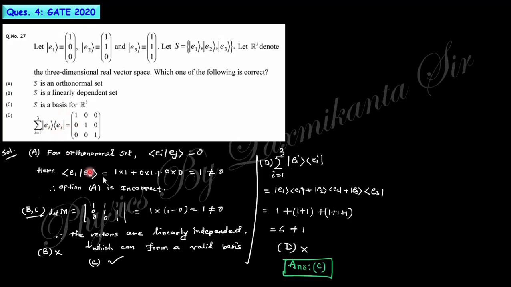Now the summation of this product, you can see this is 6, which is not equal to 1, the identity matrix. So option D is also incorrect. So option C is the correct answer of this question.